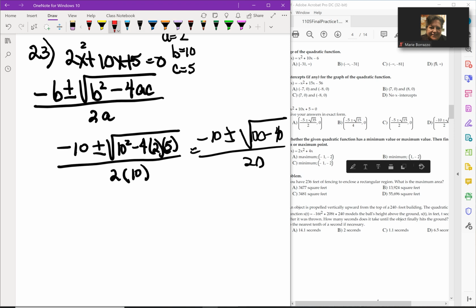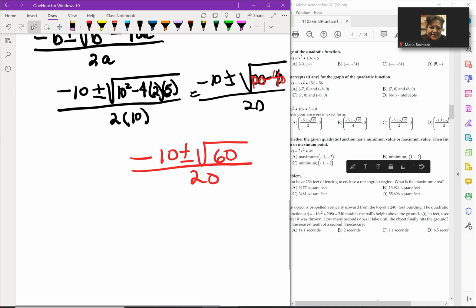Remember, this is 100 in here. So we have 100 minus 40. So this is going to give us negative 10 plus or minus the square root of 60 over 20. And I'm already thinking of the center number to be negative 10 plus or minus the square root of 4, which is 2, times the square root of 15, which stays in the box, over 20.